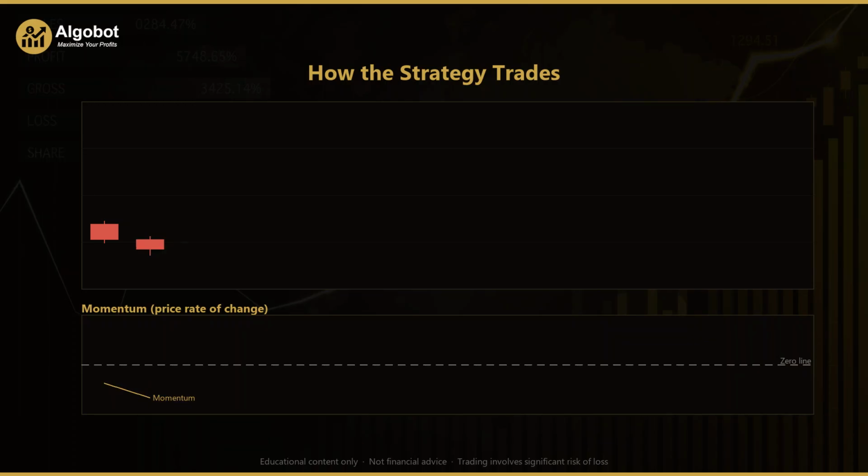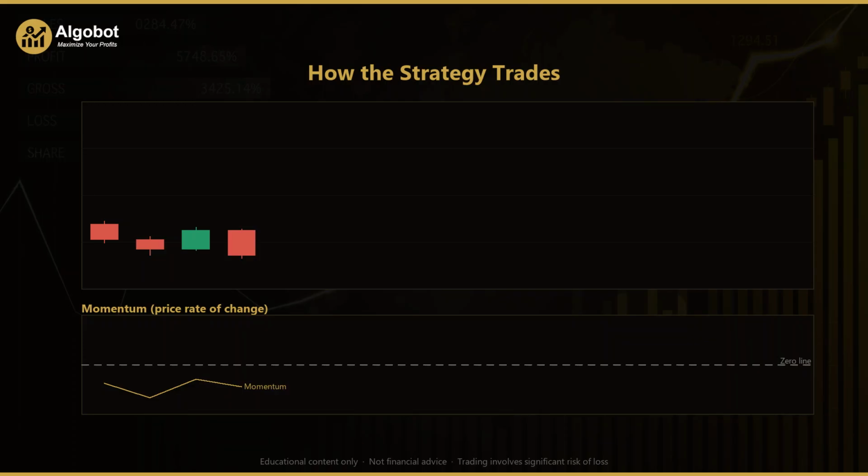Let's walk through this illustration candle by candle. The upper panel shows the price candles, and the gold line in the lower panel is momentum, the closing price minus the close 14 bars earlier. When that gold line is above the dashed 0 line, momentum is positive. When it's below, momentum is negative. The whole strategy lives in the relationship between these 2 panels.